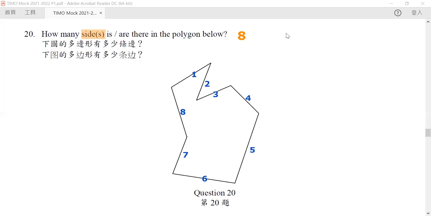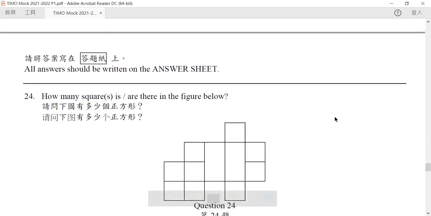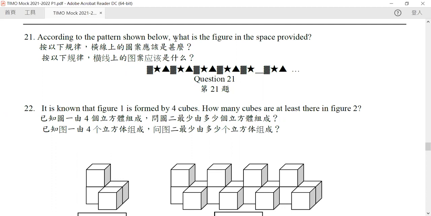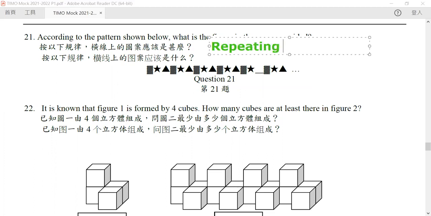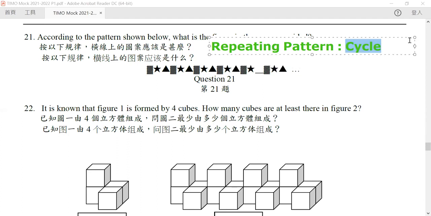Okay, so let's go to our question 21. According to the pattern shown below, what's the figure in the space provided? Now, in here, we want to find the repeating pattern. So the so-called repeating pattern, we have another word which is suitable for it. It is called the cycle.